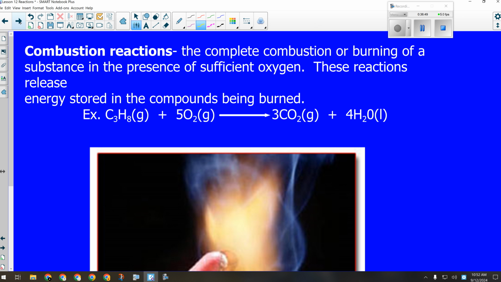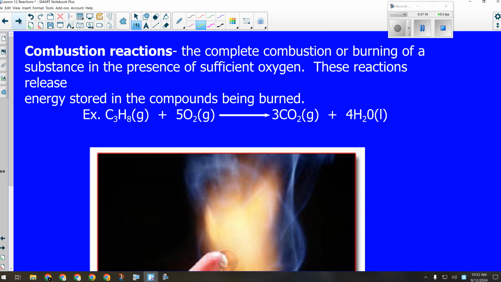Can we check? Okay, how many carbons here? How many here? 3, right? The 3 means multiply the molecule behind me by 3. Okay, so I got 3 carbons. How many hydrogens do I have? 8. Okay, how many hydrogens here? 8. Okay, how many oxygens here? 10. Okay, how many here? 6. Plus 4 more? 10. Balanced? Looks like it. Okay, so still a balanced chemical reaction.